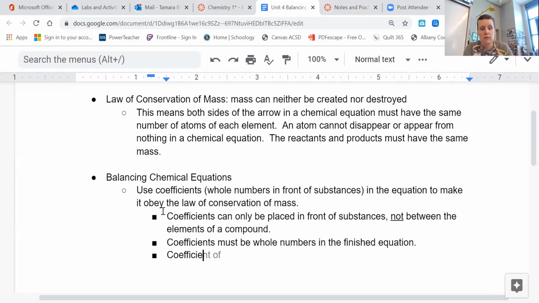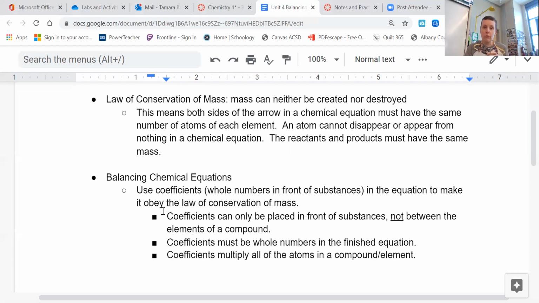Coefficients multiply all of the atoms in a compound or element. So when you put a number in front of a substance in a chemical equation, it multiplies the substance. We're not adding, we're multiplying, okay? So we've got to keep that in mind. We've got to get our multiplication skills up to snuff.